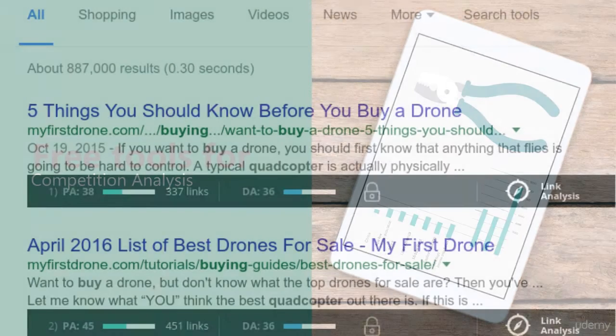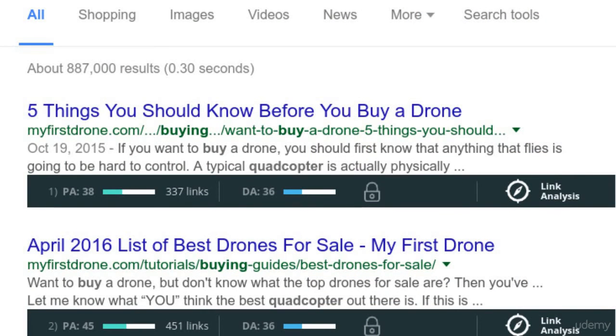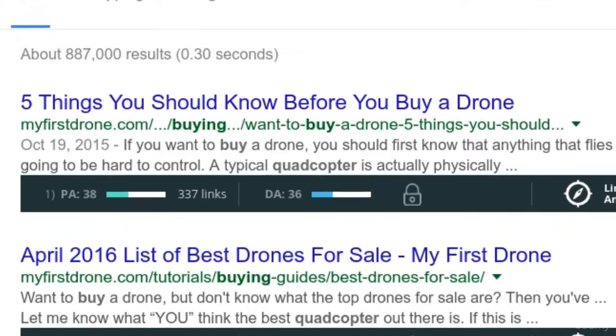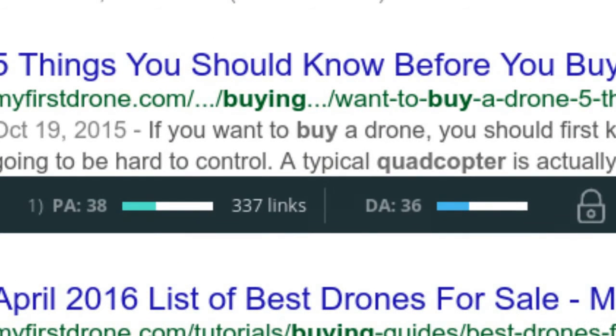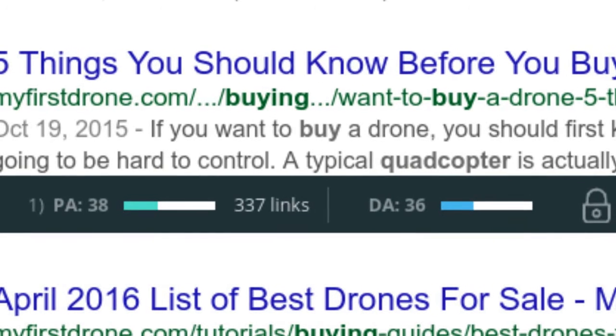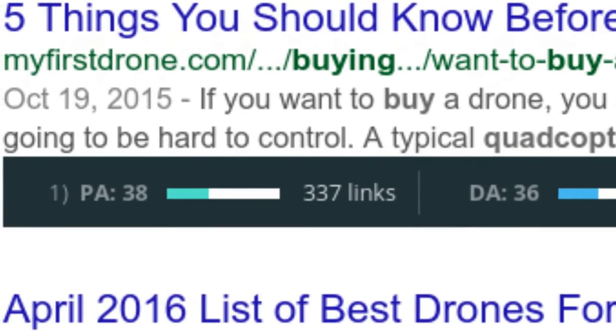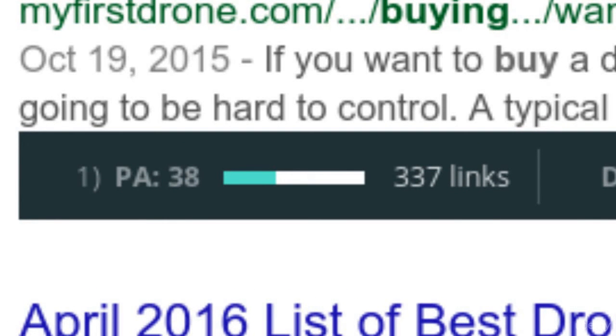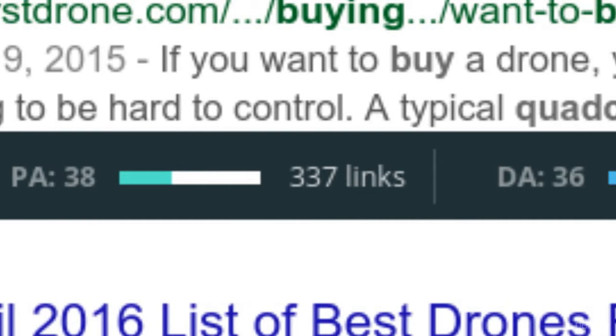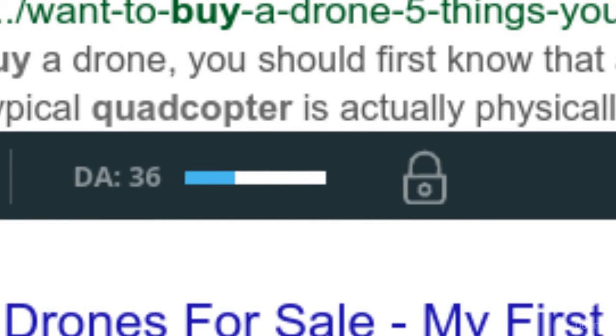Let's do a search for quadcopter. As you can see, the toolbars insert their data underneath each result on the page. Moz's toolbar is the easiest to understand at a glance because it uses a bar to visualize the link juice. The most important information here is the page metrics. That's the PA, page authority, for the Moz bar. In Ahrefs, it's the URL rating. The domain metrics are important too, but to a lesser degree.